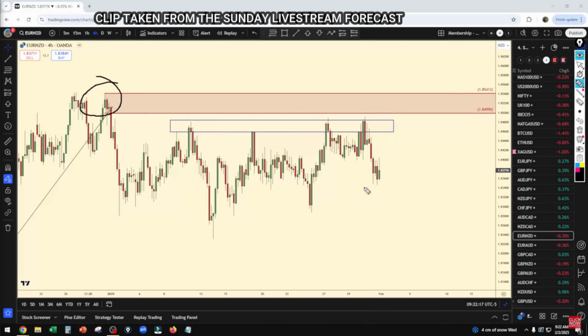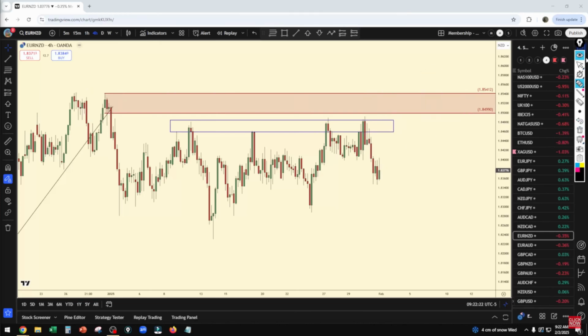So we either need to wait for the supply zone to be hit to look for shorts, or we need to wait for it to be removed, creating new demand, and then we can look for long off of that.